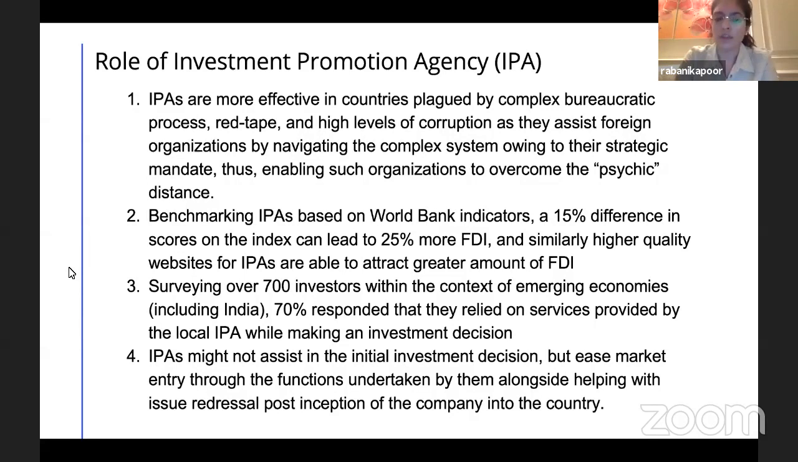IPAs, as I mentioned, are investment promotion agencies. They act as the focal point of entry, intermediary between foreign investors, central government, state governments, embassies, and other agencies. Not only do they help with market surveys or approvals, but also issue redressals post the company inceptions. Hence, IPAs play a very big role in FDI facilitation. India's IPA is Invest India.